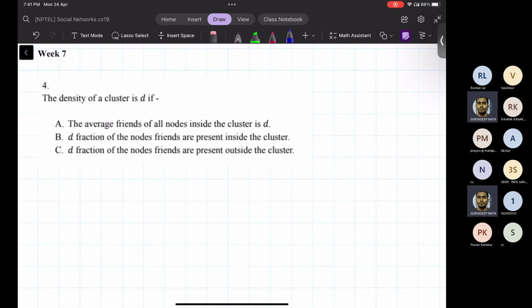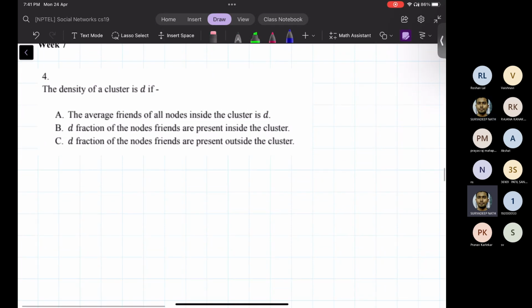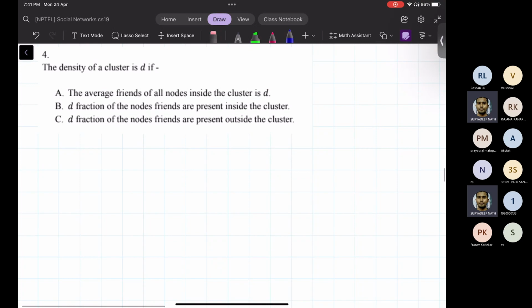Okay, coming to week 7. What's the density of a cluster? Basically, the density of a cluster is the fraction of nodes that are present inside the cluster. So option B is the right answer. D fraction of nodes are present inside the cluster. If you have a total number of friends, you divide it into friends who are present inside the cluster and friends who are outside the cluster. If you take the fraction, and D fraction of the nodes should be present inside the cluster, then the density of the cluster is D.